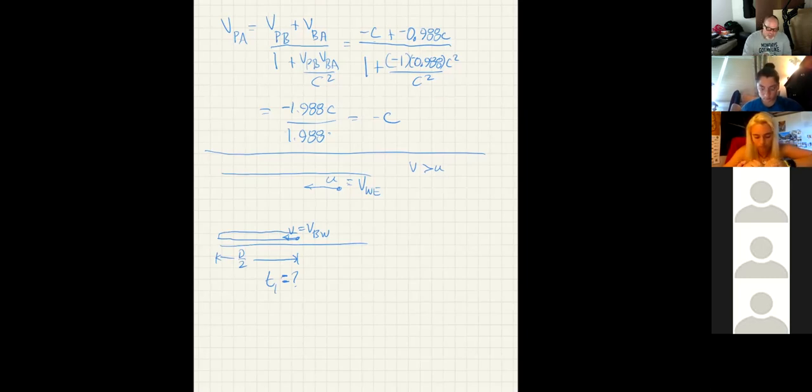And then they're going to ask you to do the same thing perpendicular to the stream. You're going to go across a distance of d over 2 and then back a distance of d over 2, and they want to know T2 equals question mark.